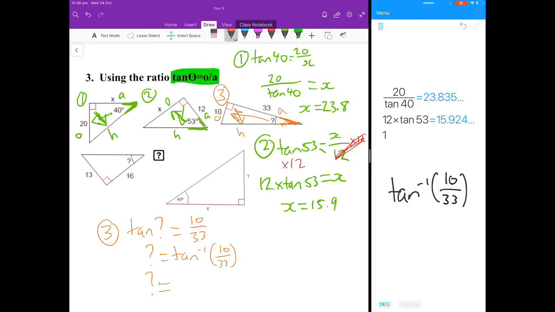Always be careful to make sure you put the right numbers in. Definitely helps with that. And our final answer is 16.9 to the 1 decimal place. And that was degrees because we were finding an angle.